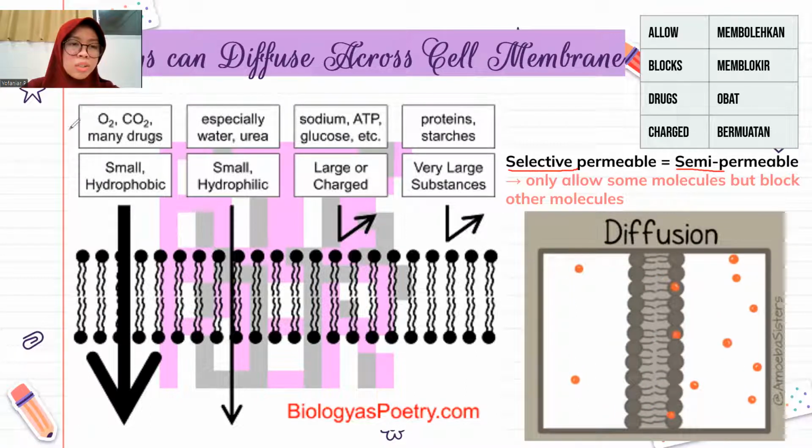Now here, this picture represents how this example of molecules can diffuse or cannot. Let's start with the first one. This arrow represents how fast the diffusion can happen. The first thing, here we have the biggest arrow, and what can pass through the cell membrane by this big arrow? These are the requirements: small and hydrophobic molecules.